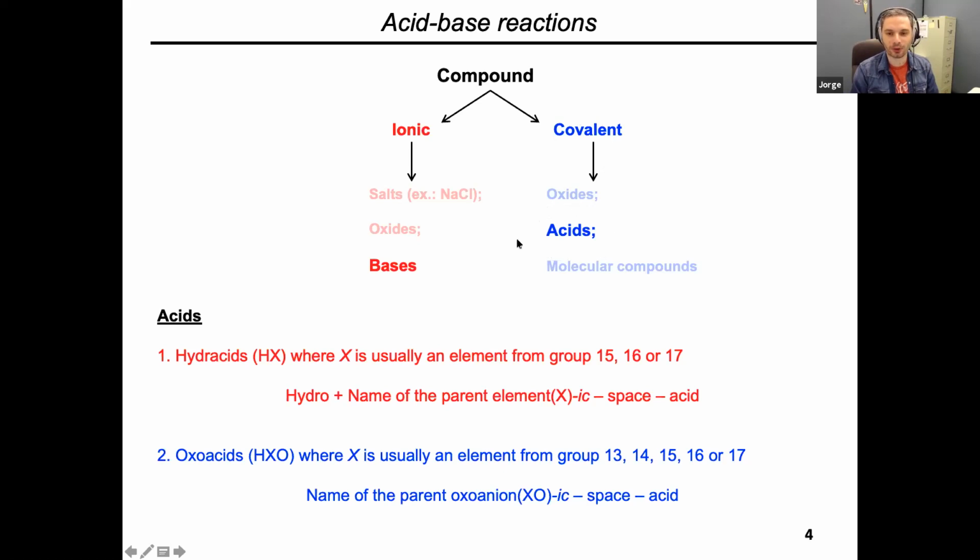I already showed you the acids, which are covalent compounds. And remember that we have two classes here: hydroacids and oxoacids. And today I would like to introduce you a new ionic compound called bases.